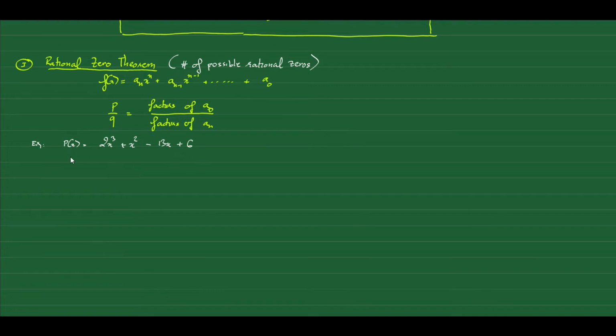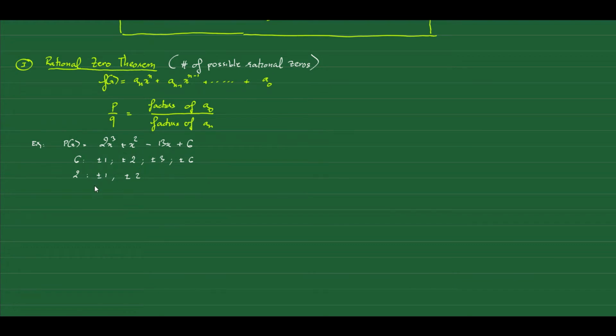So now, in order to find all the possible rational zeros, just possible, not all of them are zeros. Some of them will be zero, some of them will not. We're gonna find a factor. A factor of 6 will be plus minus 1, plus minus 2, plus minus 3, plus minus 6, and a factor of 2 will be plus minus 1, plus minus 2.